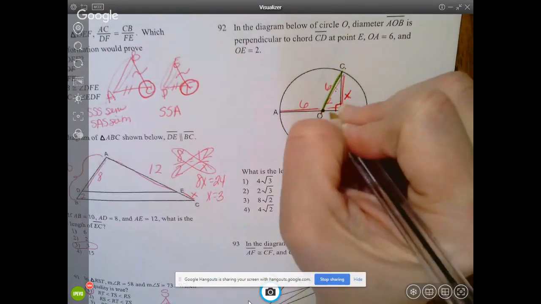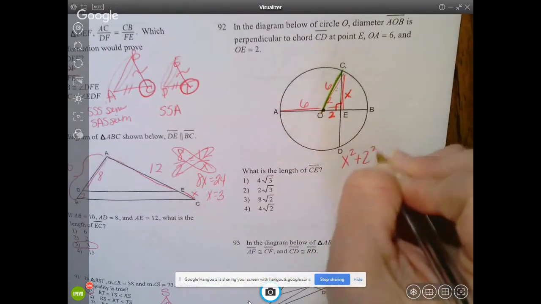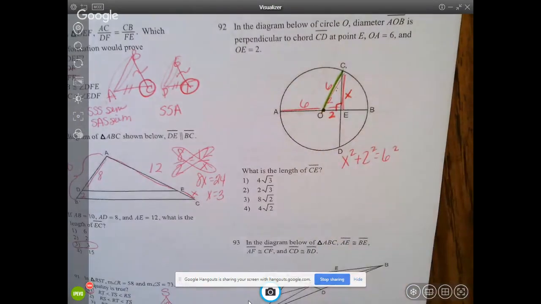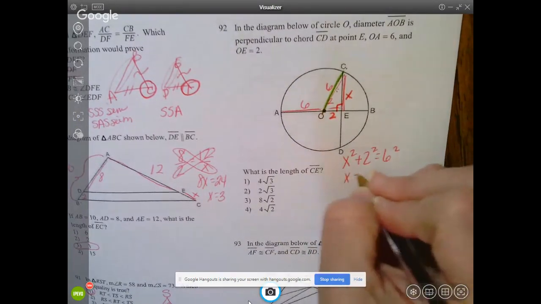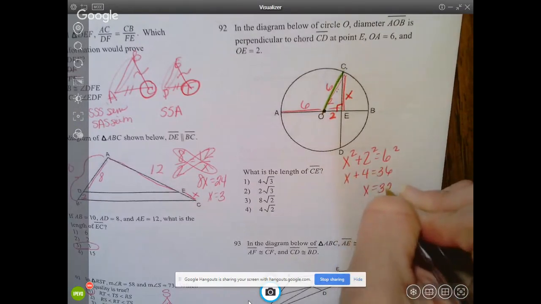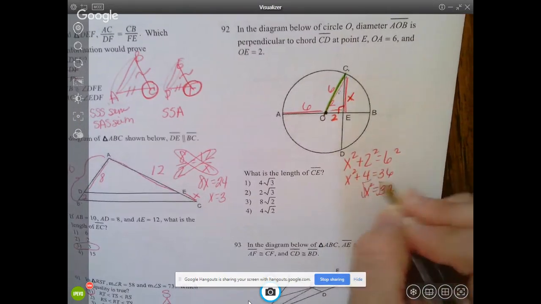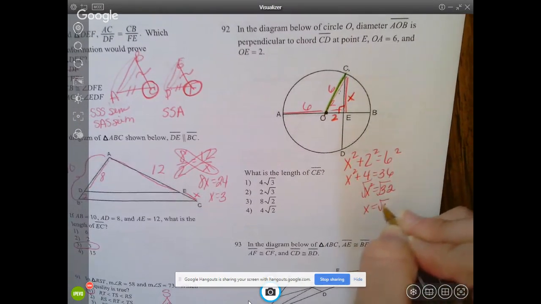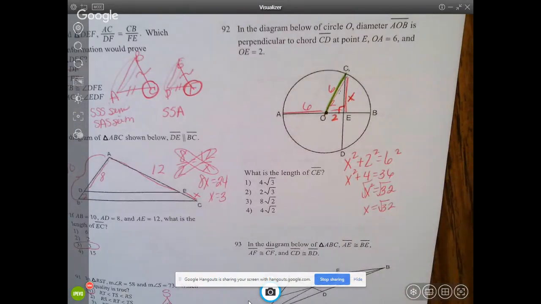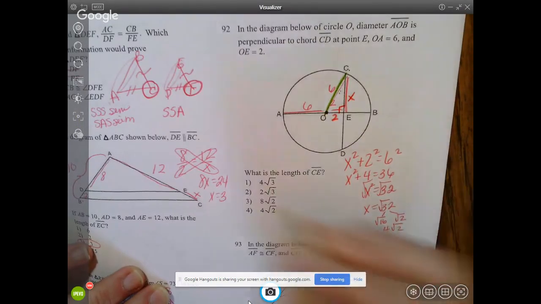Yeah, so down here, this piece is 2. So we've got x squared plus 2 squared equals 6 squared. x squared plus 4 equals 36. x squared equals 32. Now, if we take the square root of this, we're left with x equals the square root of 32. Hopefully you remember from back in the day that you can make this the square root of 16 times the square root of 2 and get 4 square roots of 2.